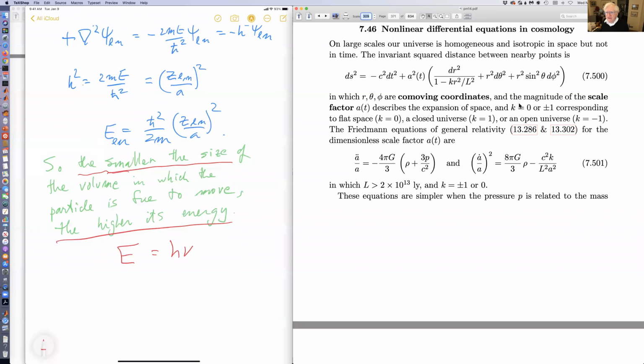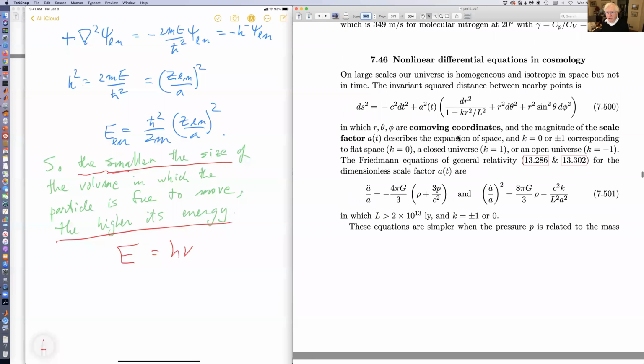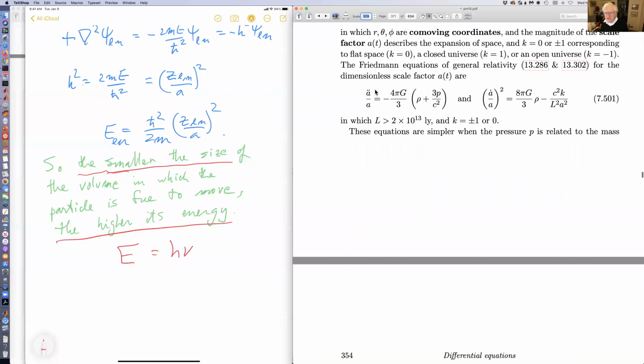So these r, theta, and phi are what are called co-moving coordinates. To get the physical coordinates at any point, you multiply them by a. Well, you multiply the r part by a. Or you multiply any distance by a. If you now apply Einstein's equations with this metric, what you get is that the scale factor is accelerating in this way, where rho is the mass density and p is the pressure.